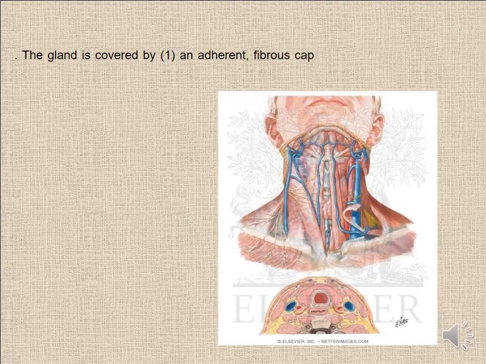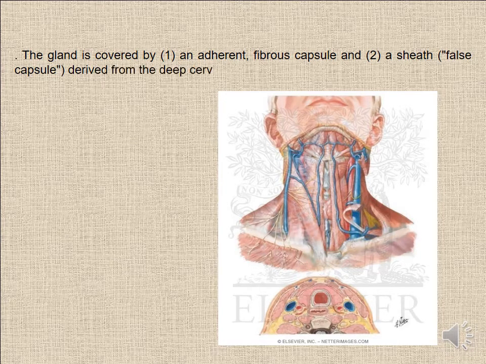The gland is covered by an adherent fibrous capsule and a false capsule derived from the deep cervical fascia. حقيقة متكونة من two fascia من capsule يسموه fibrous capsule و deep fascia that surrounding the thyroid gland.